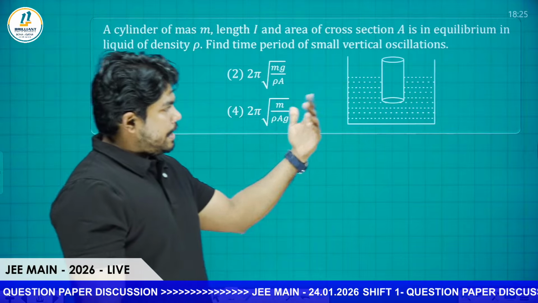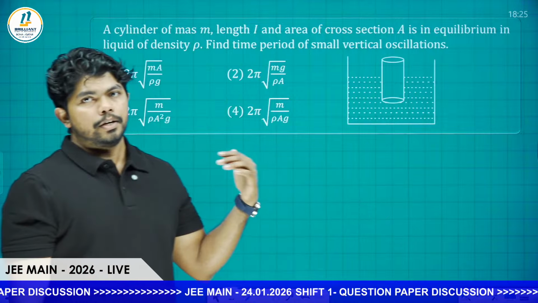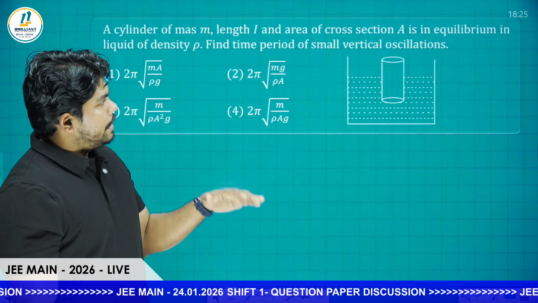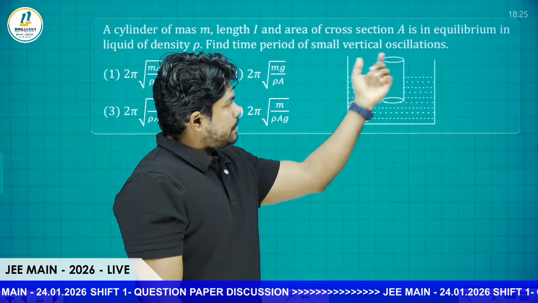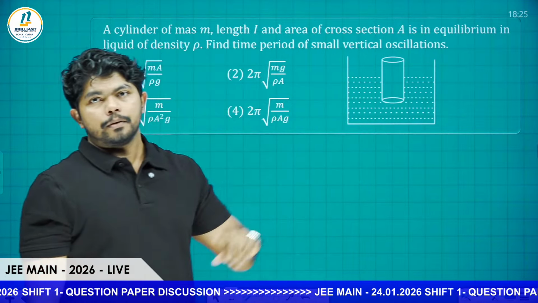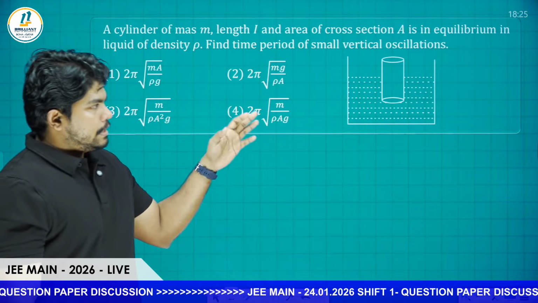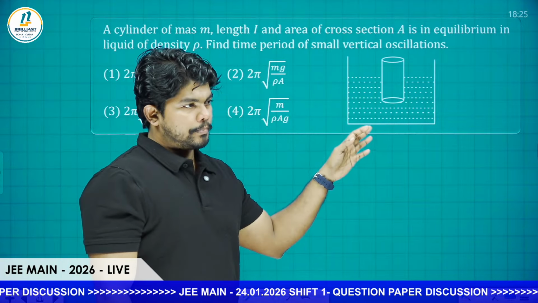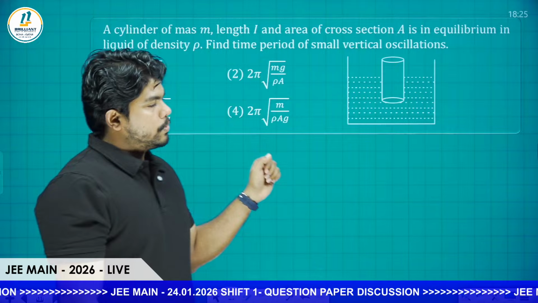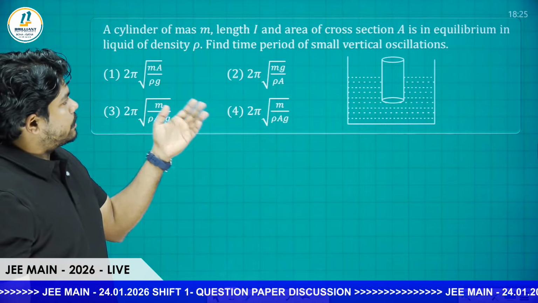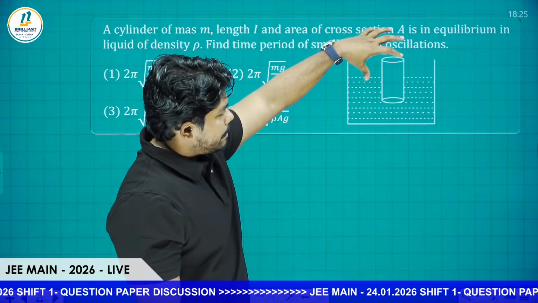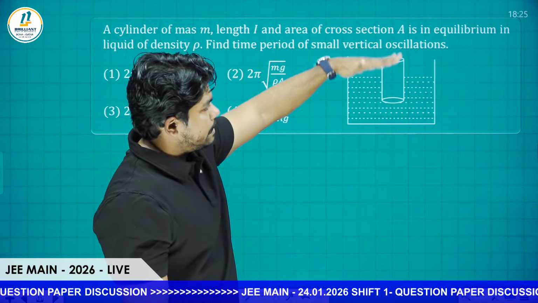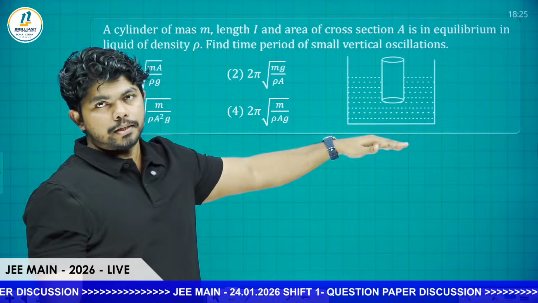Here it is actually again a question from oscillation, and you have to be very clear about these ideas. When a student sees such a question, they will think it is a question from fluids, right? But this is actually a question from SHM, where you can see that a cylindrical vessel is placed in a liquid, and that vessel is undergoing small oscillation.